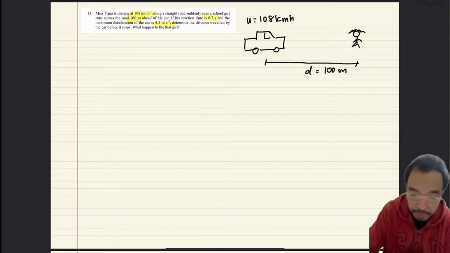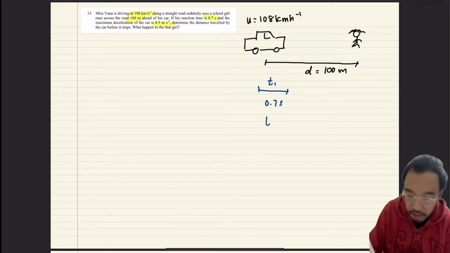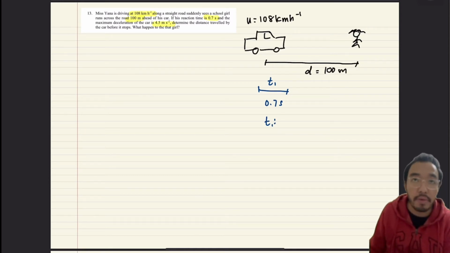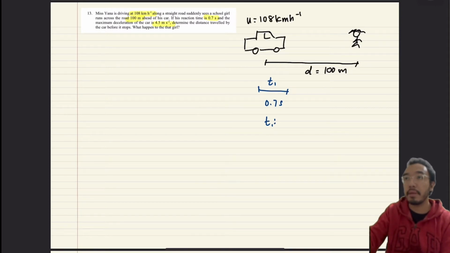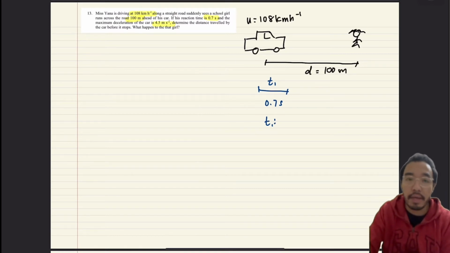Interesting unit here. Suddenly, if her reaction time is 0.7 seconds, the car basically travels for 0.7 seconds with no braking. I'm going to put it in a different color. I put this 0.7 seconds as T1, the time taken before Miss Yana starts to react. She saw something, and after 0.7 seconds, that's the fastest she can react.